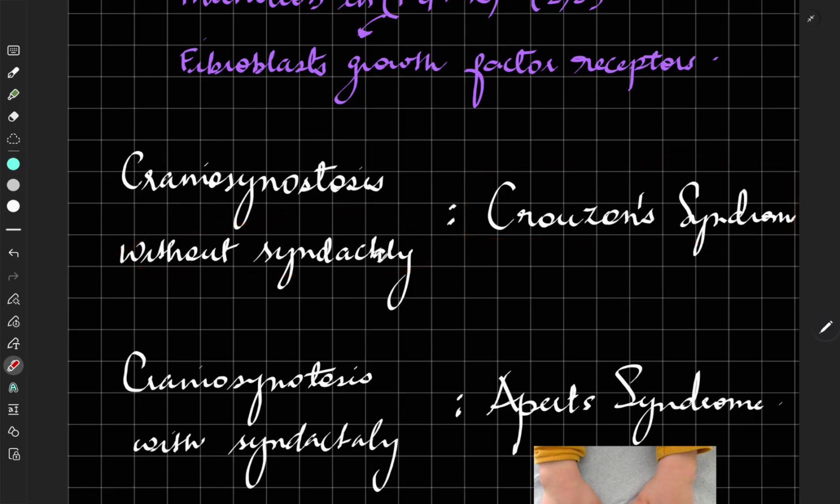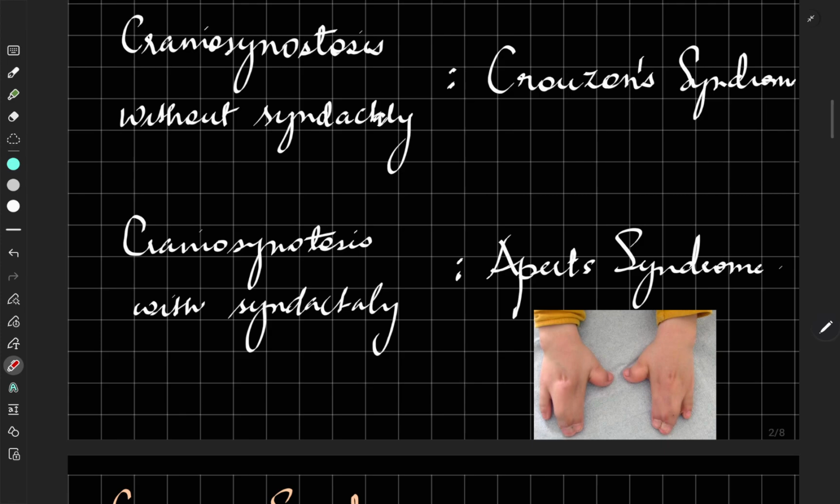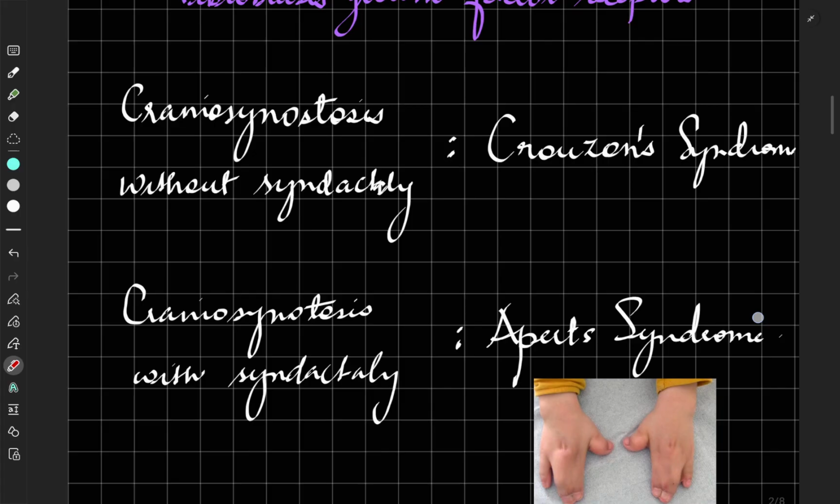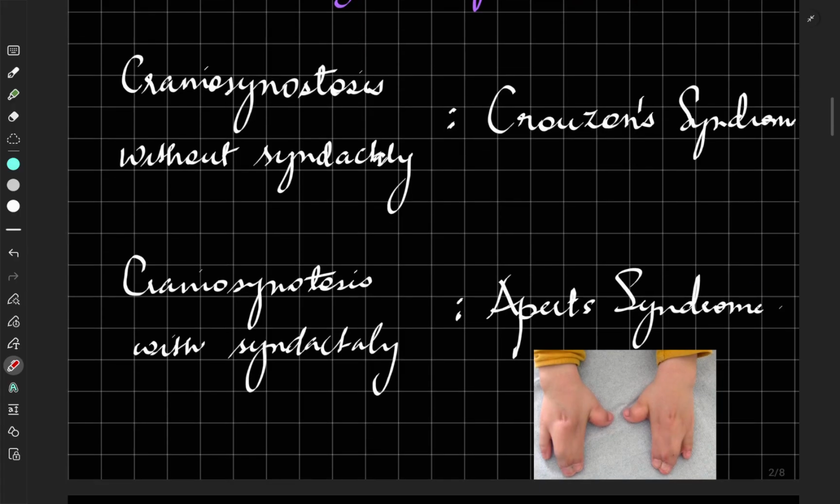What is syndactyly? It is the fusion of the metacarpals. You see a fusion of the metacarpals over here. Yes, there is fusion of the phalanges and the metacarpals. And this is in Apert syndrome. Without this fusion it is called Crouzon syndrome. Now what are the features? The features are similar, but the only differentiating factor is the syndactyly.